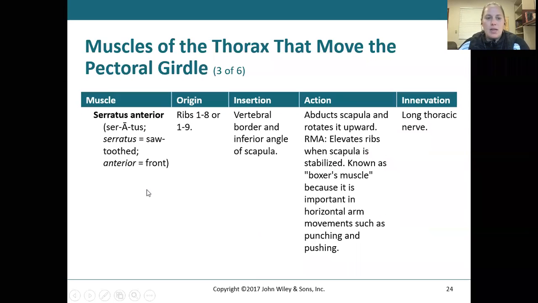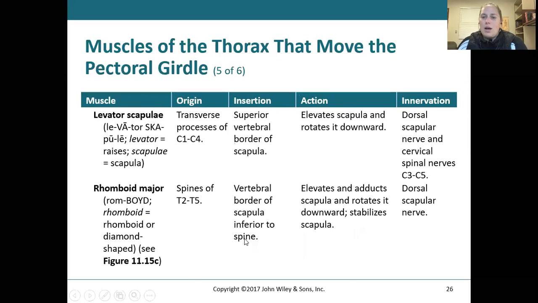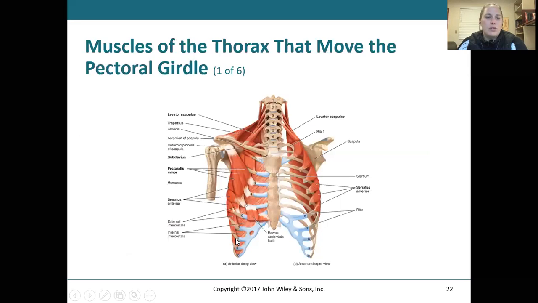Okay, and then we have our serratus anterior, again our serrated muscle. Its origins are ribs 1 through 8. Its insertion is the vertebral border of the inferior angle of the scapula, and the action is that it abducts the scapula and rotates it upward, and then elevates ribs when the scapula is stabilized. It's known as the boxer's muscle because it's important in horizontal arm movements such as pushing and punching. So serratus anterior is important for those motions, and it's the long thoracic nerve that innervates it.